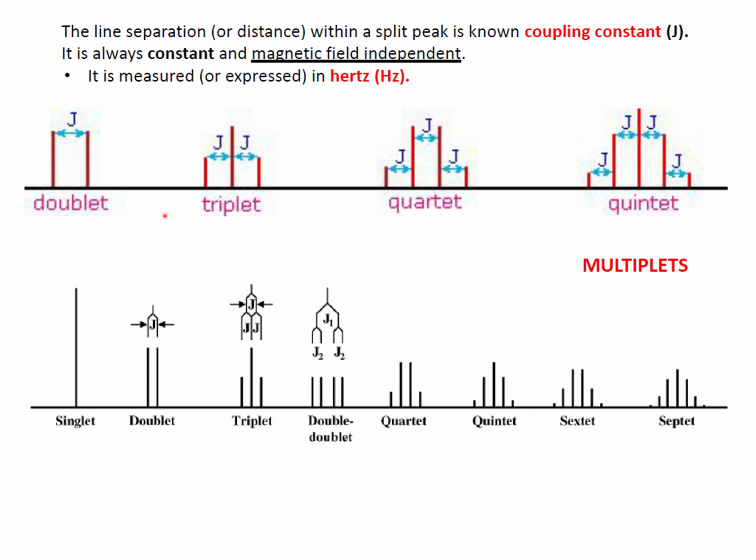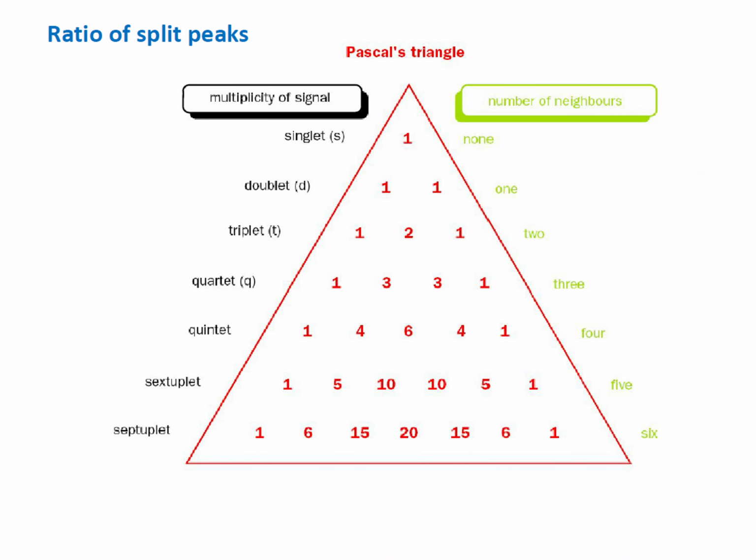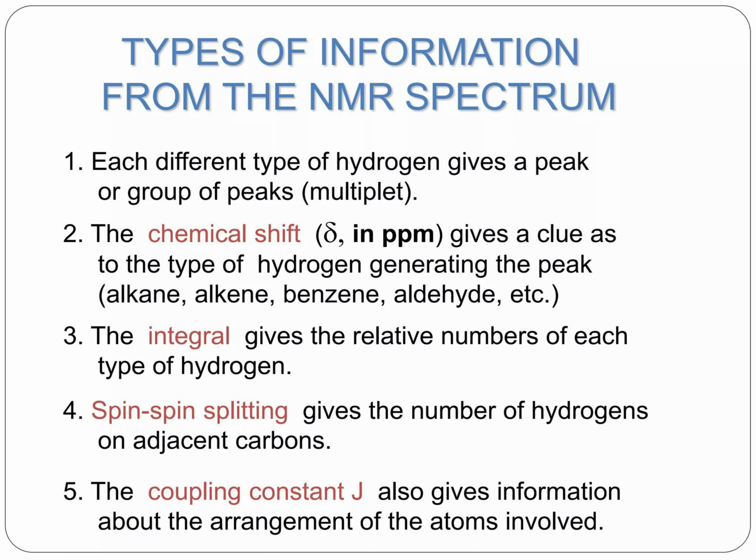Now you can easily understand the doublet, triplet, quartet, quintet. Here is Pascal's triangle. So from the NMR we usually get this information. I have already put the shortcut technique for this.